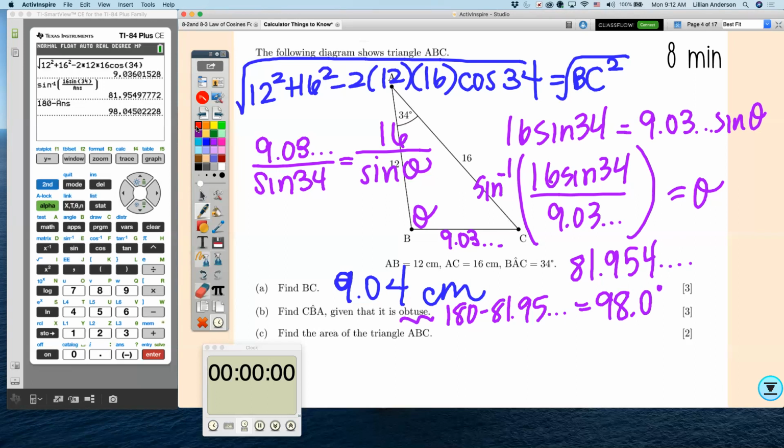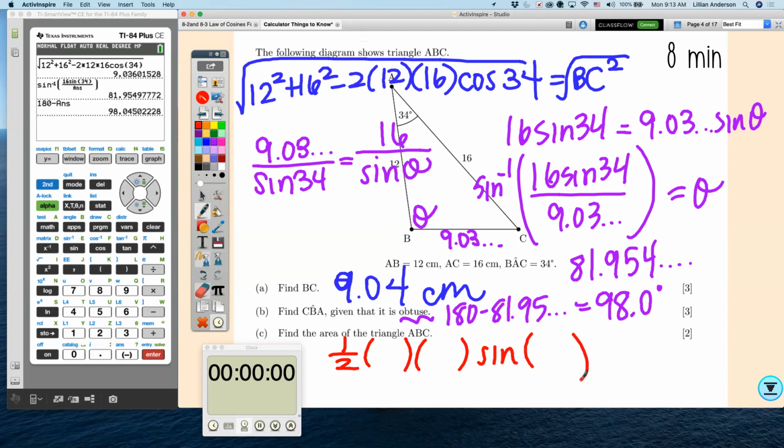Regardless of whether you knew how to do A or you knew how to do B, you did not need either of them to find C, because it asked you to find the area of the triangle. Now this is a non-right triangle. So you want to use that other formula that's in the reference booklet, right? Is it 1/2 AB sine C? Okay. 1/2 AB sine of C.